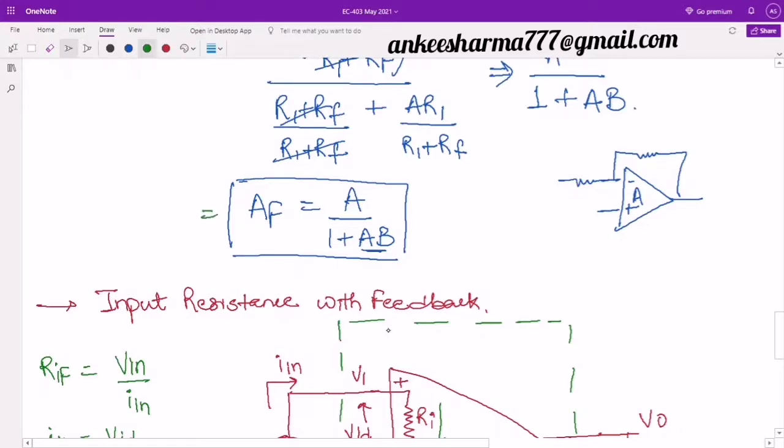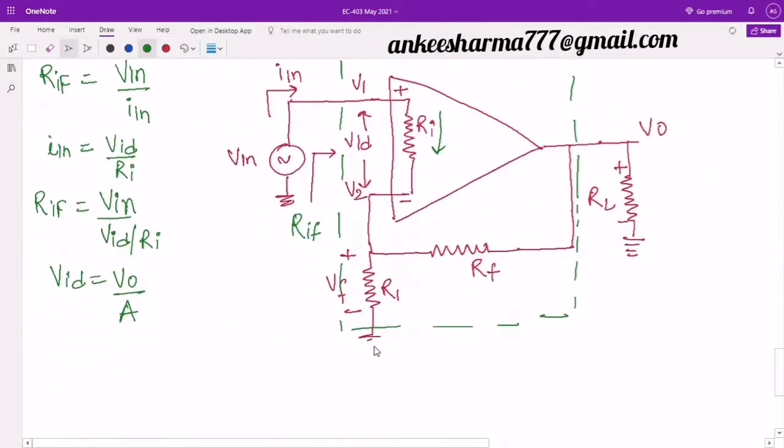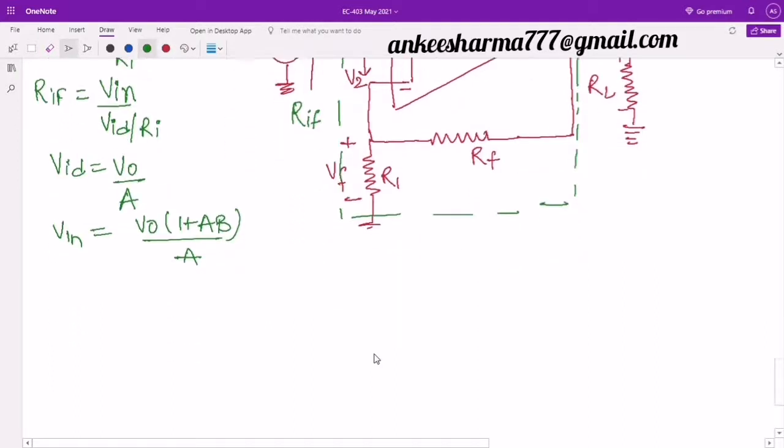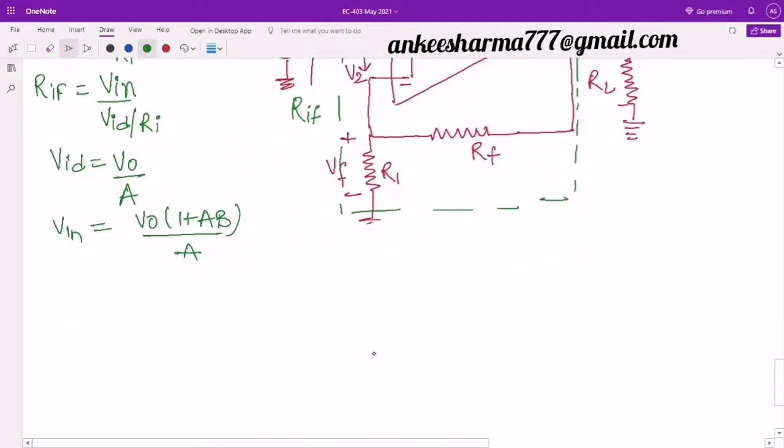AF was nothing but equal to V naught by VIN, just V naught by VIN. So from here I will now convert VIN to V naught. So I can write here that VIN is equal to V naught into (1 plus AB) upon A. So this is how I will cancel out my V terms and I will be left with only Ri and the other resistance terms.